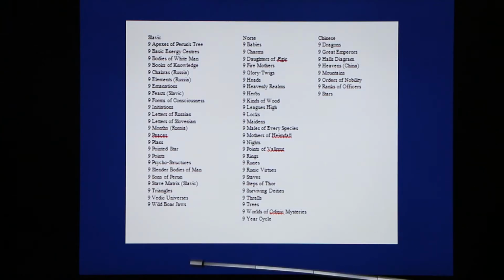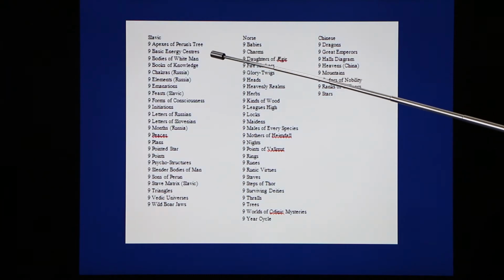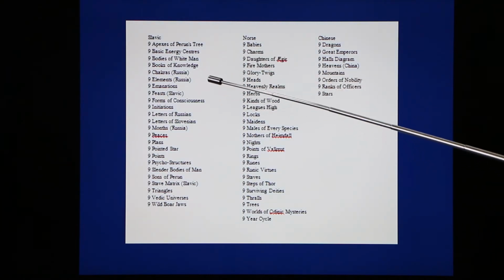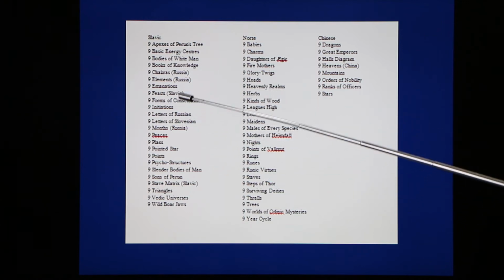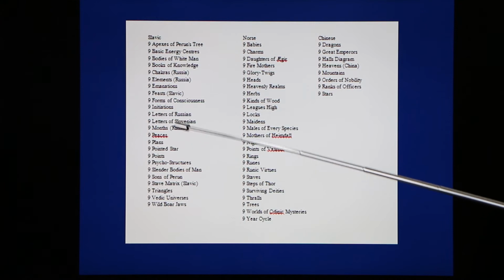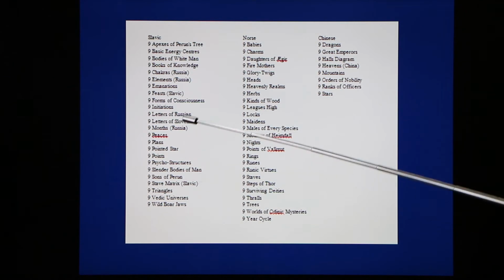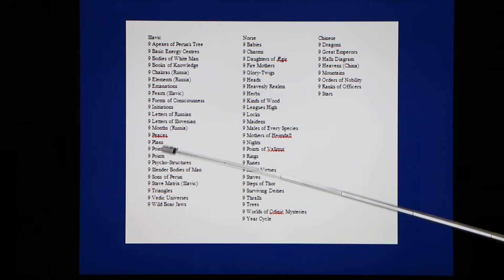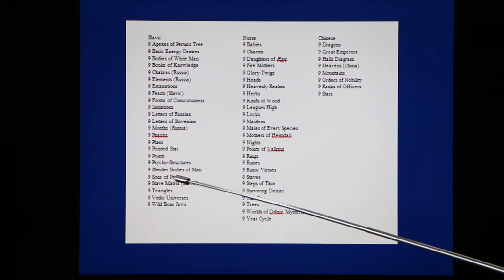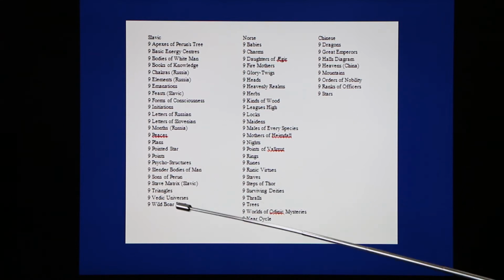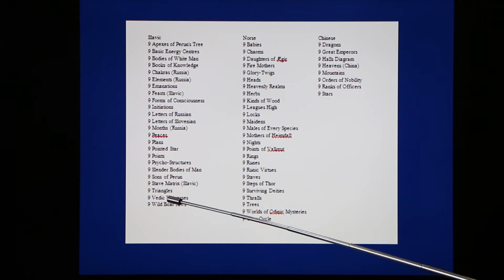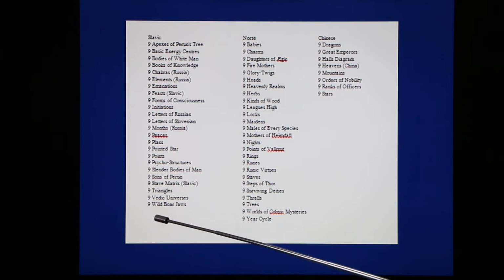And 9, similarly, well, there are 9 apexes of Perun's tree, 9 energy centers, 9 bodies of white man, 9 books of knowledge, 9 chakras, 9 elements in Russia, 9 emanations, 9 feasts, 9 forms of consciousness, 9 initiations, 9 months in Russia, 9 pieces in the sense of mir, 9-pointed star, psychostructures, 9 sons of Perun, a 9-stave matrix, 9 Vedic universes, 9 boar jaws.